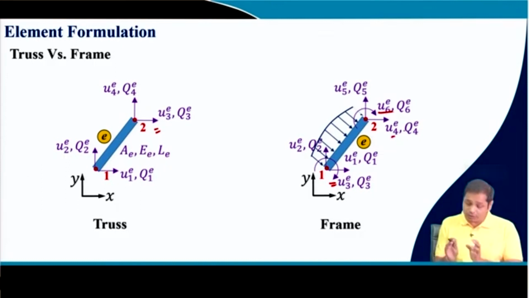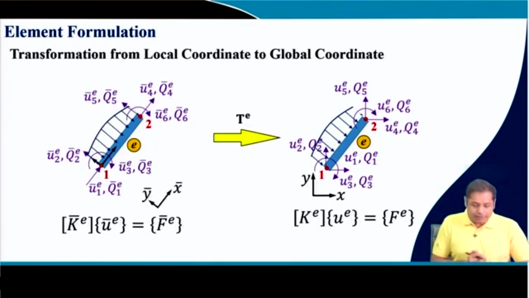Once we know that the truss is a special case of frame, let us find out the transformation from local to global stiffness matrix for a frame element, and from there we will find out the equations for truss. So, transformation from local coordinate to global coordinate. You see, this is your local coordinate system and the corresponding degrees of freedom and forces. This is the global coordinate system and the corresponding degrees of freedom and forces.